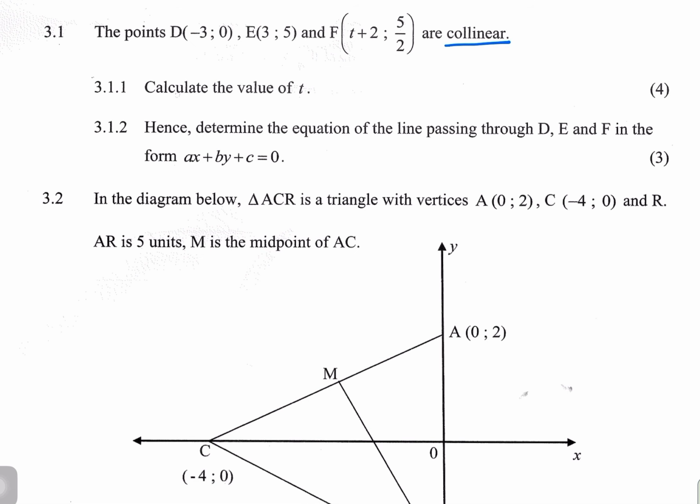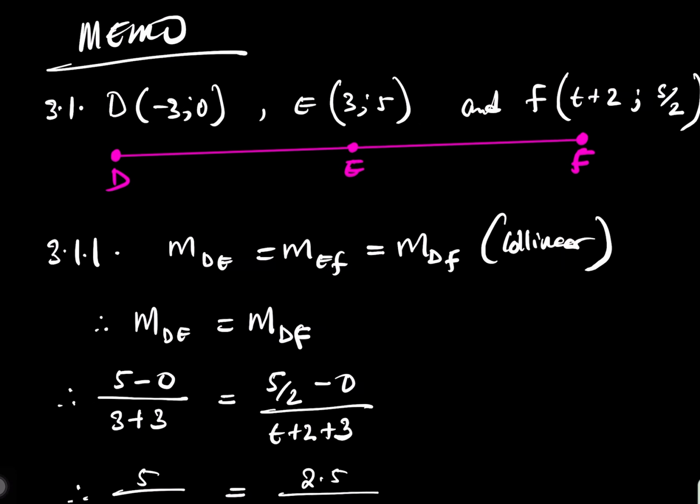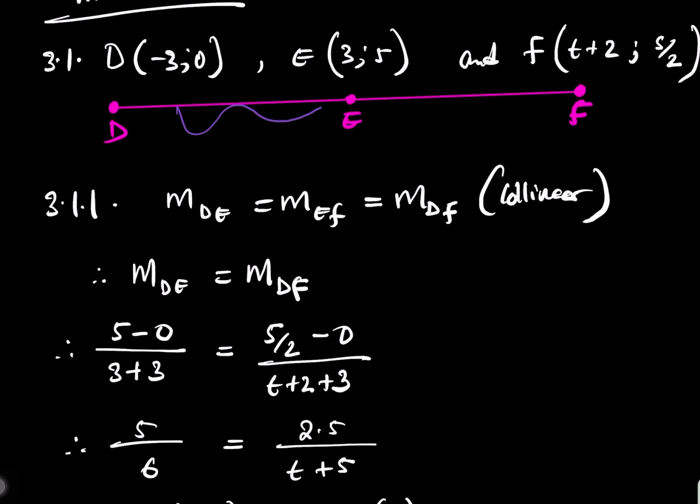Now, they say to us, hence, that means you can use the previous equation. Hence, determine the equation of the line passing through DEF. So we want to find that equation, but in this particular format. So this is very easy stuff, I would like to believe. So we want to find the equation of the line, this particular equation.